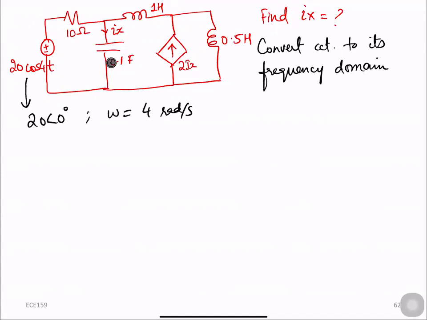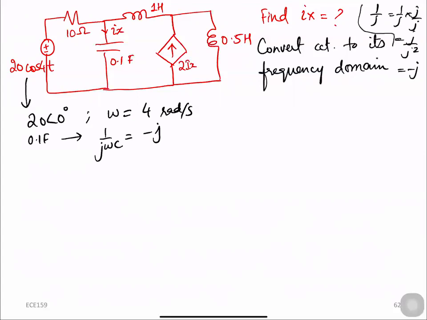The first resistor is 10 ohm. So the capacitor, 0.1 farad, you can convert that to 1 over j omega C, which is going to be 1 over j, which is minus j, and we already know why: 1 over j is equal to 1 over j times j over j, which is equal to j over j squared. j squared is minus 1, so this is going to be minus j. So this is going to be minus j 2.5 on calculating.